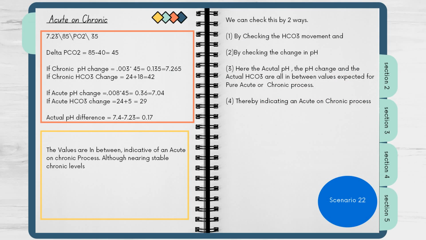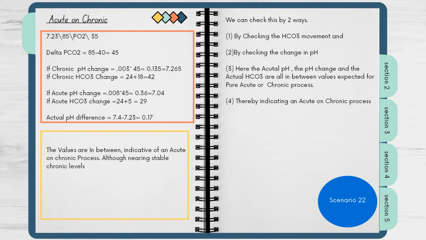Here, the ABG scenario is actually to demonstrate an acute and chronic process. The pH is on the lower side and the PCO2 is on the higher side, so we know that the patient's got respiratory acidosis. Whether it's acute or chronic, for that you need to know the delta PCO2, which is 45, and then you need to know the correction factor. I've shown the steps clearly.